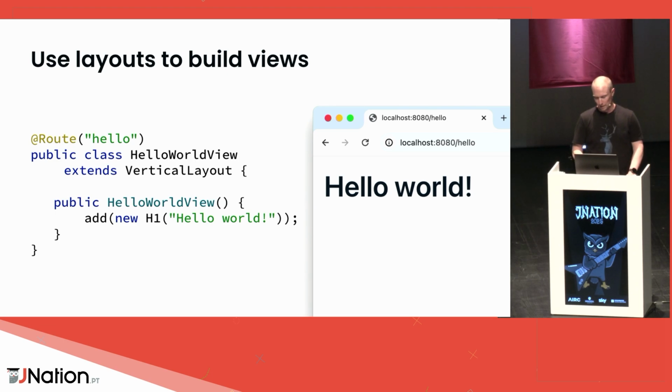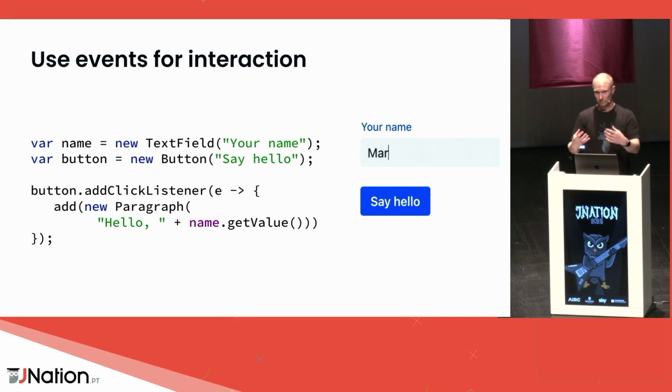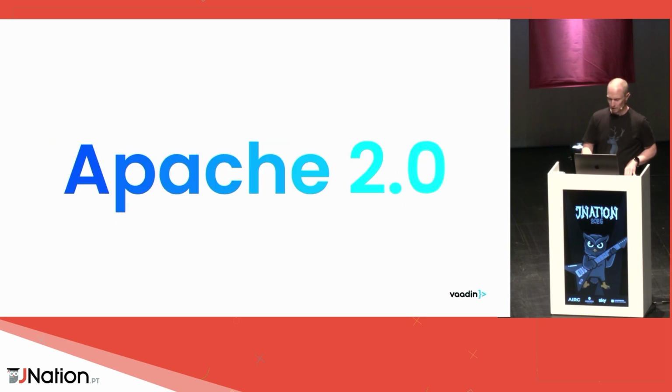That's pretty convenient. Then we can listen for events in order to add interactivity to our applications. If we wanted to say hello to the person who wrote their name in the text field when they click the button, we add a click listener on the button, and then we add a paragraph saying hello to them. So those are the most important things that we need to know. The rest we'll figure out as we code.